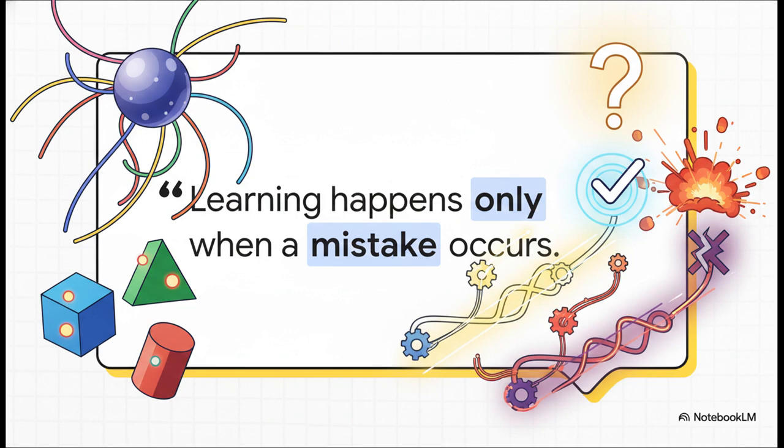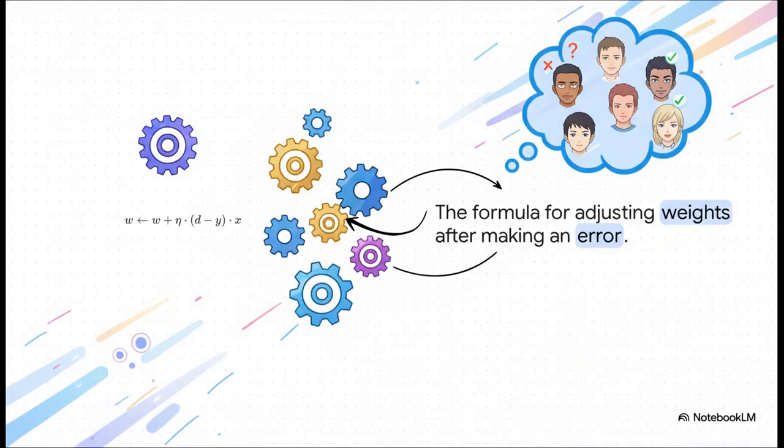And this right here, this is the golden rule of this whole process. It's so important. If the perceptron makes a guess and it's correct, it does absolutely nothing. It doesn't change a thing. It only learns, it only adjusts those internal knobs when it makes a mistake. If there's no error, there's no learning. Simple as that.